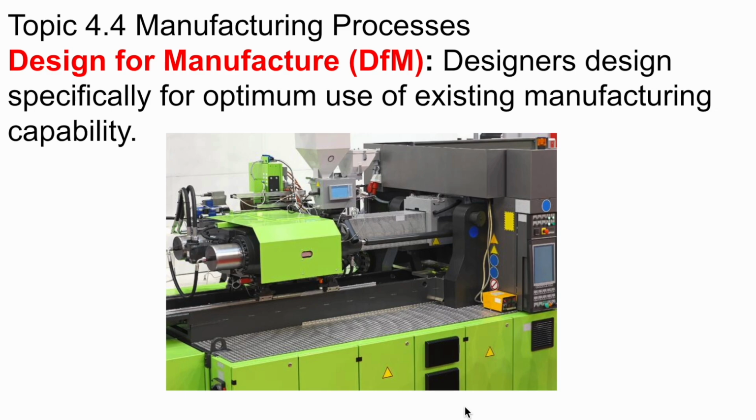This is a recorded lecture for the IB DP Design Technology, topic 4.4, Manufacturing Processes. Design for manufacture is when designers design specifically for optimum use of existing manufacturing capabilities. So what does this mean?